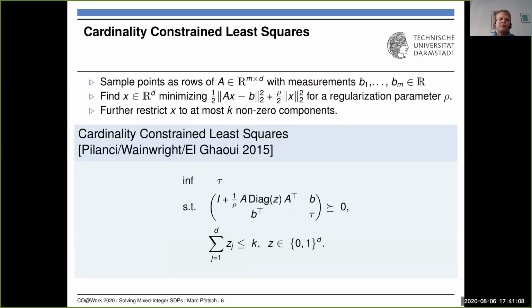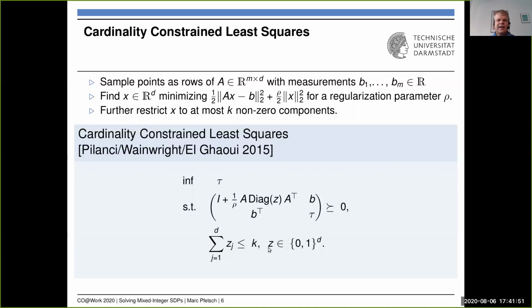And then it was proved by Pilanci, Wainwright, and El Ghaoui in 2015 that this can be formulated as such a problem. So we are minimizing tau subject to this semi-definite constraint here, where diag(z) is the diagonal matrix containing on the diagonal the binary variables z. There are d of these, one for each component of x that we are selecting. And we have this cardinality constraint here that the sum of these z_i is at most k.